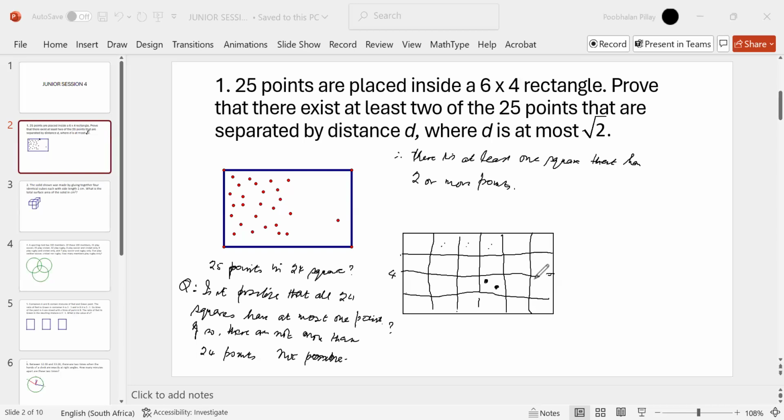So we can assume that one of these squares has got at least 2 points. So let's just focus on those 2. And remember, we split this thing up into unit squares, six ones and 4 ones. So the sides of the square are 1 and 1. Now you've got 2 points in a small square, and the square has got side 1. So what does this mean? Let me just draw it nicely here.